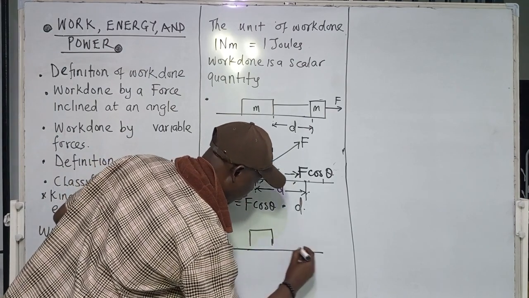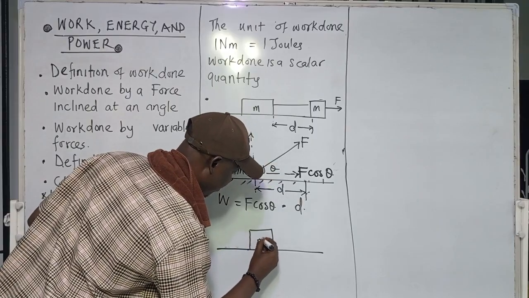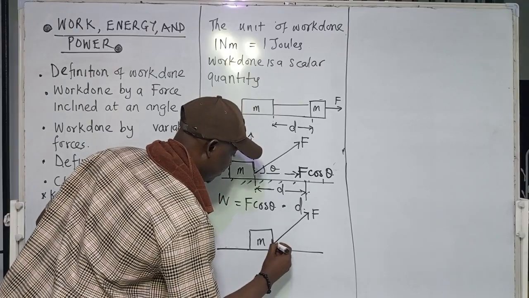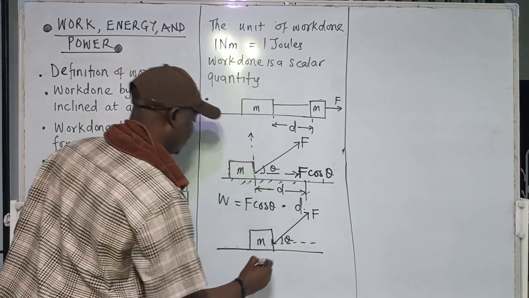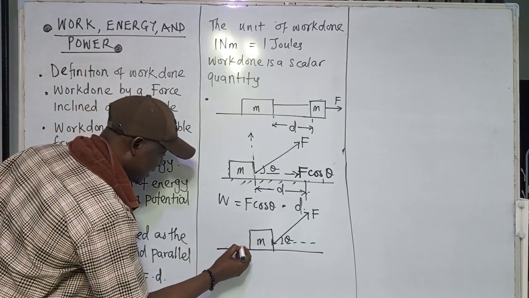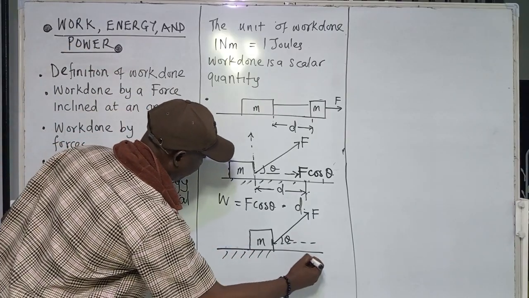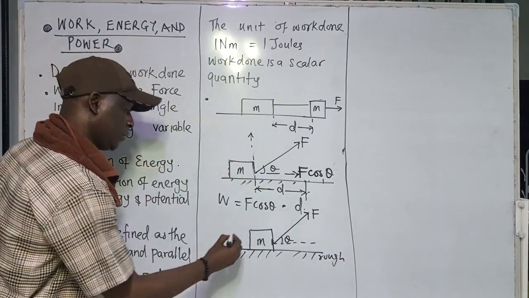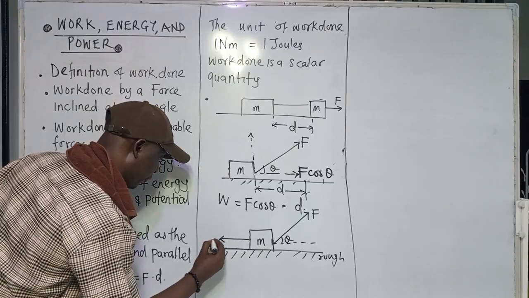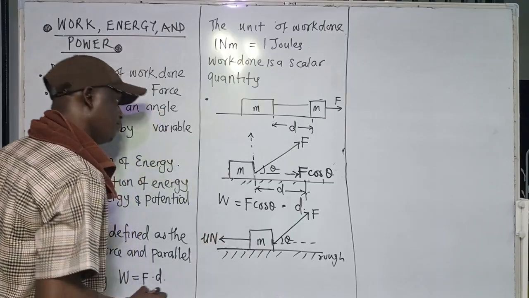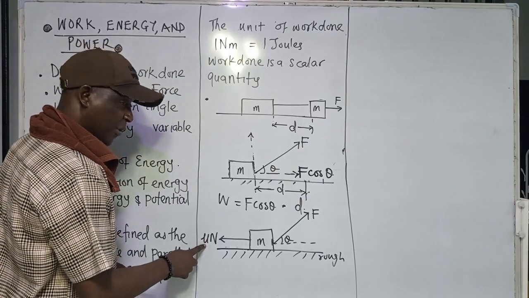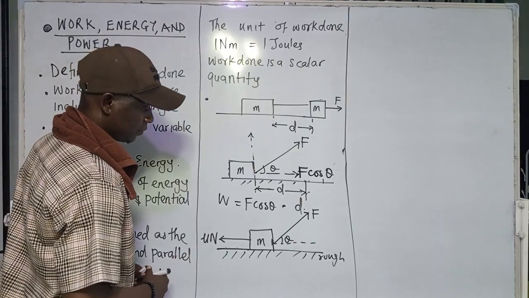Pulling above or below. Now this is the mass. Let's assume it's pulling above with a force F at an angle theta. Now let's assume this is a rough surface. And we have the frictional force here, mu n. That is the frictional force: coefficient of friction times normal reaction.